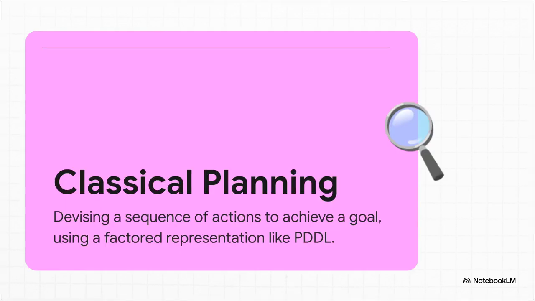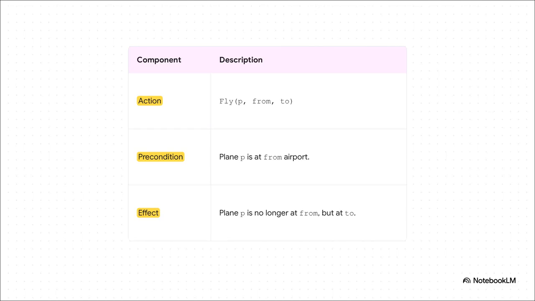And that's exactly where classical planning comes into the picture. It's the engine that lets the agent look at where it is, look at where it wants to be, and then figure out a step-by-step sequence of actions to get there. To do this, planners use a special language, often something like PDDL, which is basically a way of describing what's possible in the world. PDDL works by using these things called action schemas. They're like little recipes for actions.